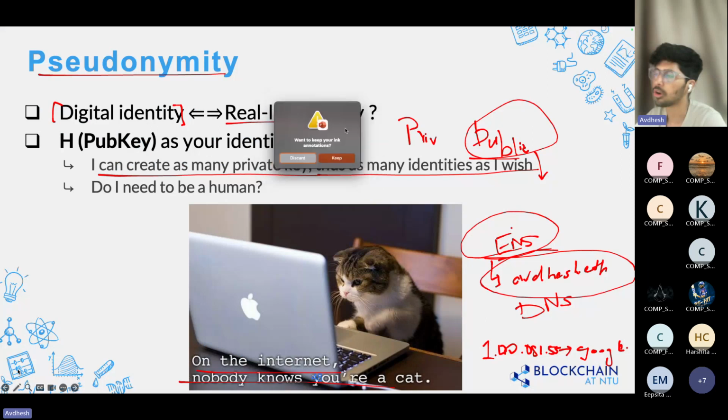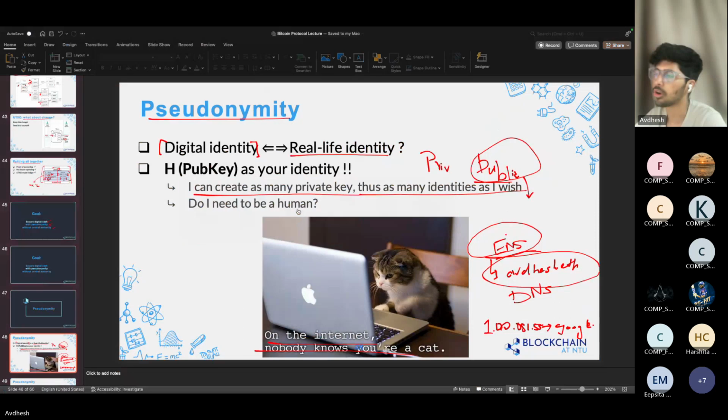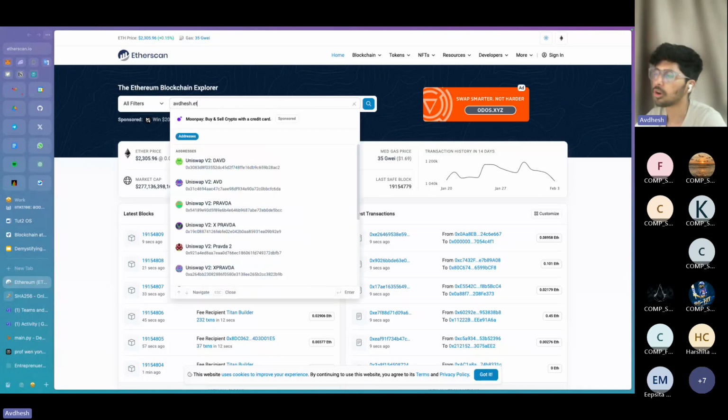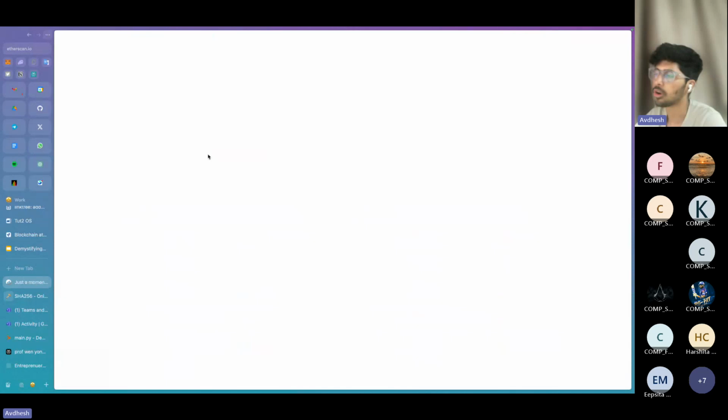So this is something called Etherscan. This is mainly for Ethereum. Bitcoin has its own. I'm showing Ethereum because it's a bit more advanced, I would say, and the UI and UX is better than the Bitcoin one. So I'll just type in, as I said, Avdesh.eth, which is my ENS.